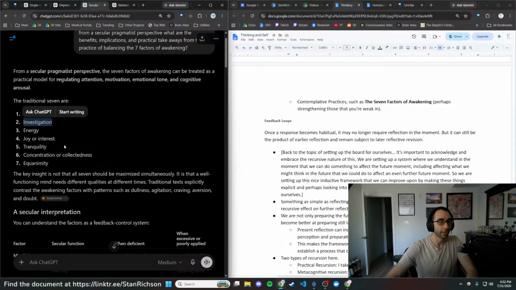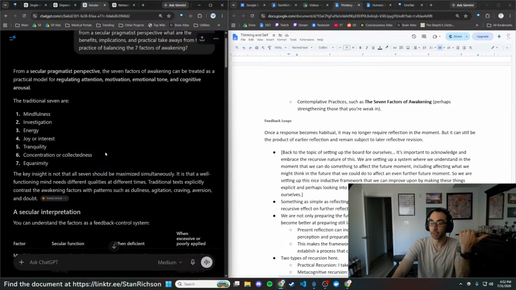And then investigation, perhaps that's something that I need to get better at by working on concentration as well. I'm not sure. I got to learn how to work on some of these. There's also a lot of practical advice out there about how to address weak factors and develop them. Awesome. That is exactly what we want to look for.